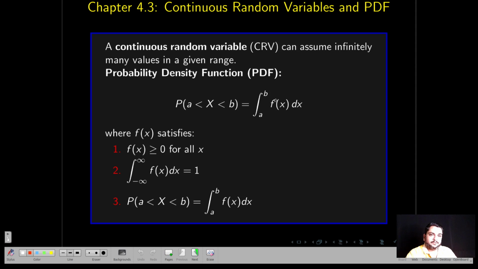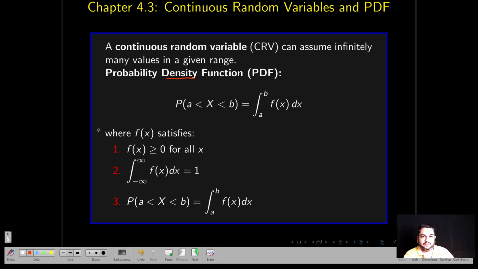So in the last video, you have seen the discrete random variable and probability mass function. In this video, we'll learn about continuous random variable. For that, we'll have probability density function. The probability distribution, we call it as probability density function, PDF. In discrete case, we call it as PMF.